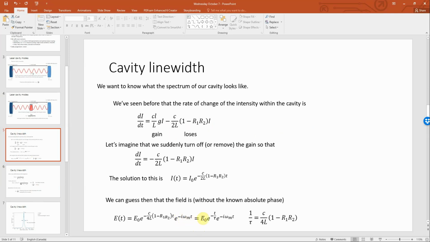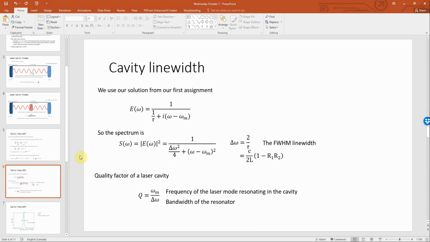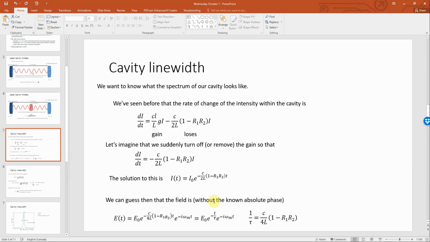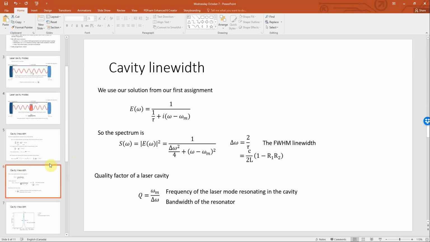And so that means that the field is decaying as e to the minus t over tau, e to the minus i omega m t, where 1 over tau is c over 4L, 1 minus R1 times R2, that's half of this decay rate. Okay, well, so what does that mean? Now that we're all experts on Fourier transforms, we have this field that's decaying at this exponential rate with some carrier frequency omega m. So we can take a Fourier transform of that.